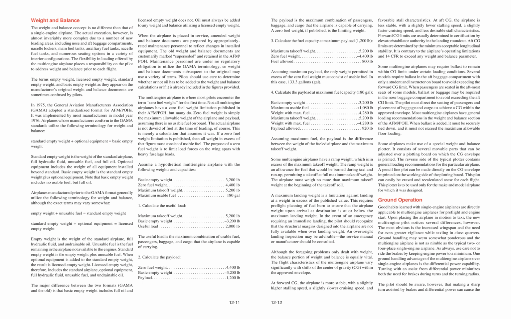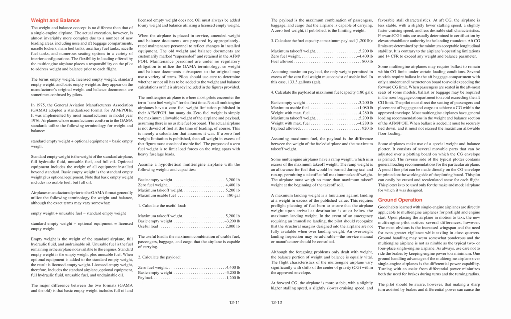It is contrary to the airplane's operating limitations and 14 CFR to exceed any weight and balance parameter. Some multi-engine airplanes may require ballast to remain within CG limits under certain loading conditions. Several models require ballast in the aft baggage compartment with only a student and instructor on board to avoid exceeding the forward CG limit. When passengers are seated in the aftmost seats of some models, ballast or baggage may be required in the nose baggage compartment to avoid exceeding the aft CG limit.